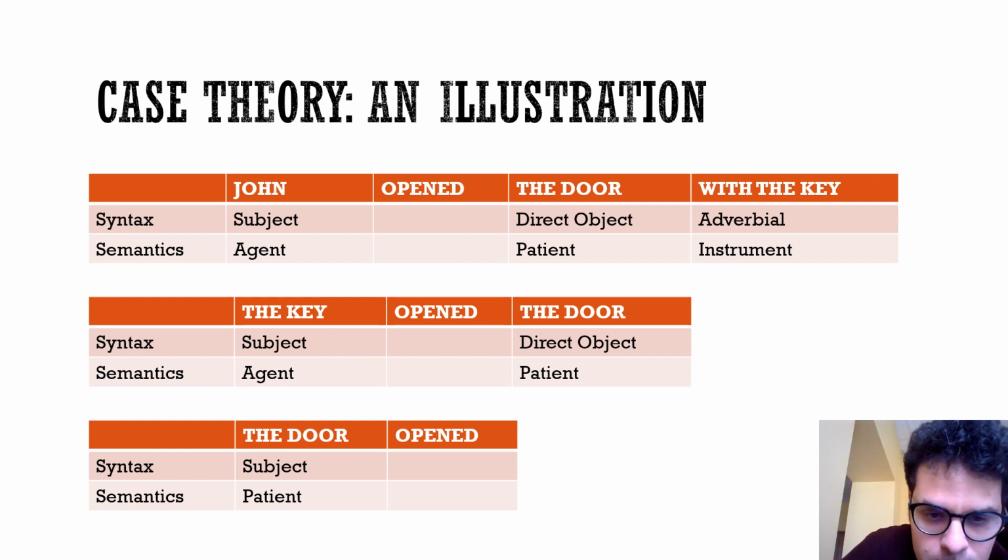No, sorry, in this case, there is a mistake here. I made a mistake. In the sentence the key opened the door, the key would be the instrument. So I apologize for that. There is a mistake here on my slide.